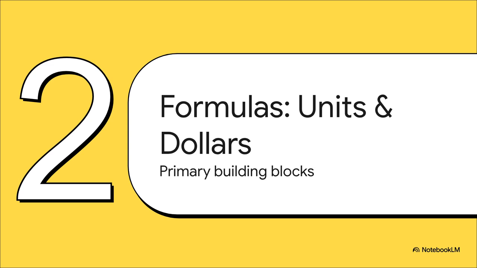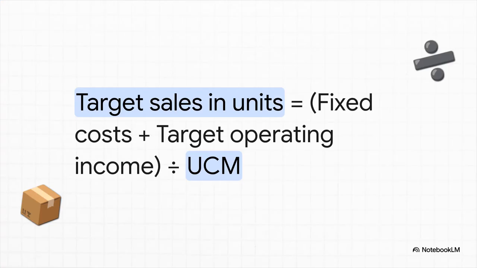Moving right along to section 2. Formulas for units and dollars. If your goal is to find out exactly how many physical units you need to sell, here's your formula. Target sales in units equals fixed costs plus target operating income, divided by the unit contribution margin. That top part, the numerator, that's the total mountain of money you need to generate. And the unit contribution margin, that's just how much each individual product contributes to climbing that mountain.